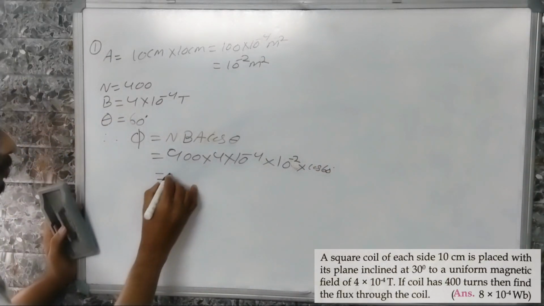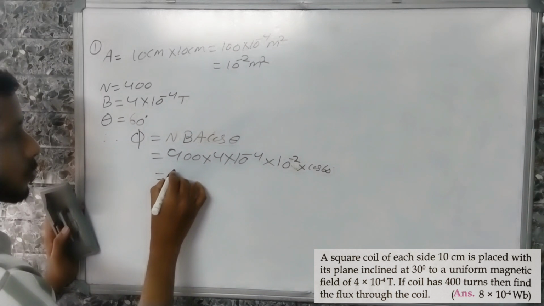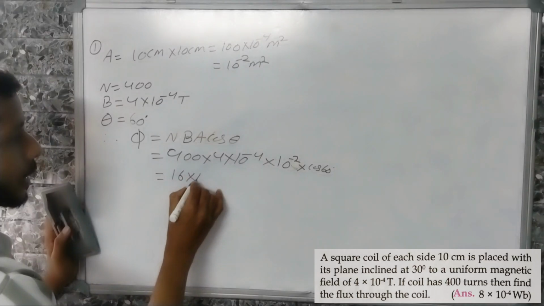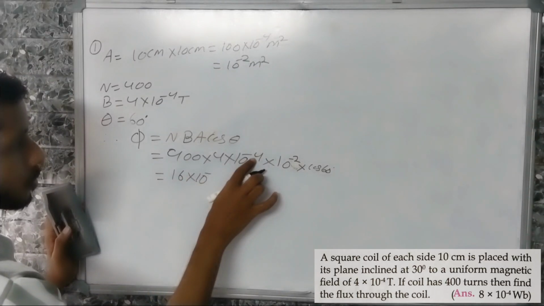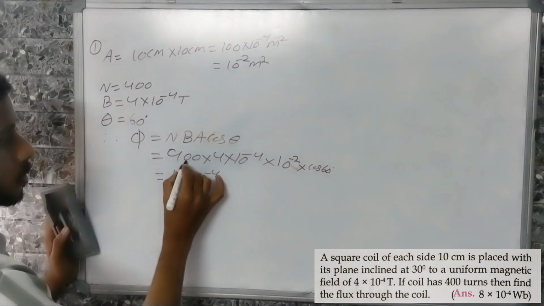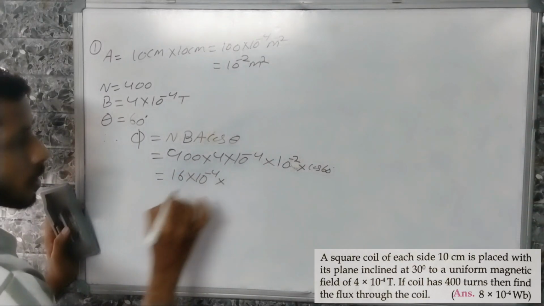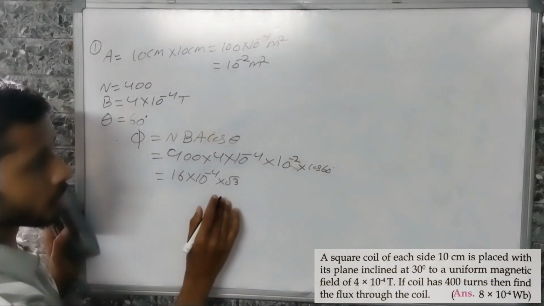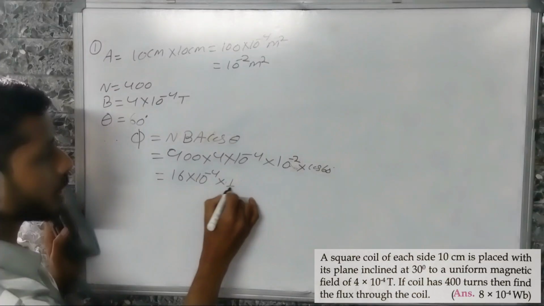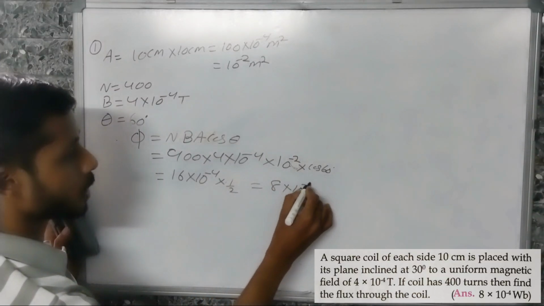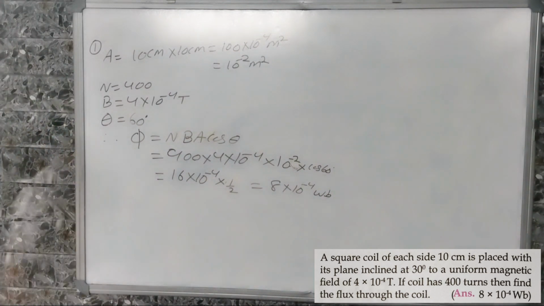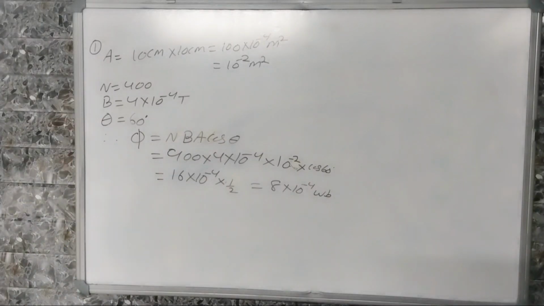Then 16 into 10 to the power minus 4, 0 0 0 0 कट गया and cos 60 is 1 by 2. So answer is 8 into 10 to the power minus 4 Weber. 8 into 10 to the power minus 4 Weber. ठीक है। Again next question.